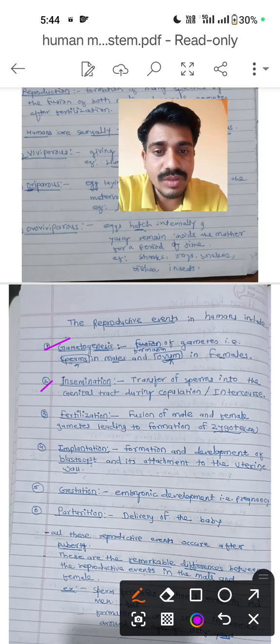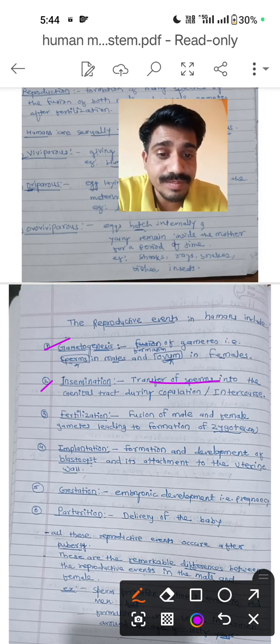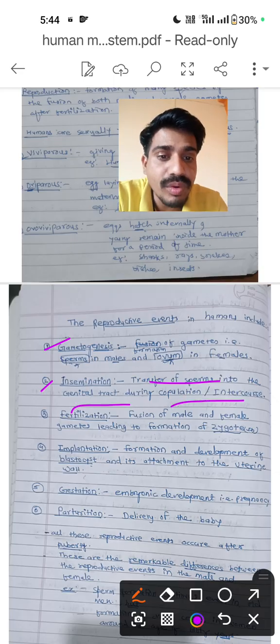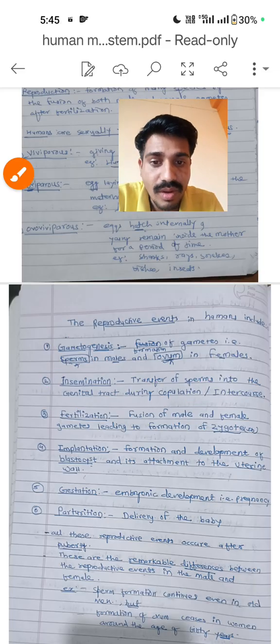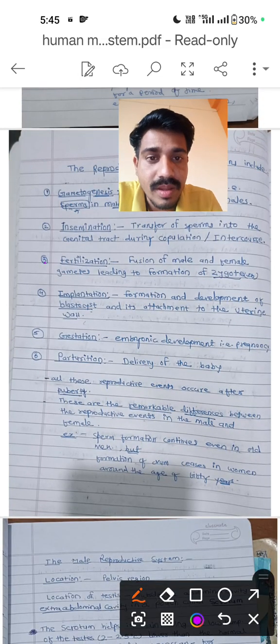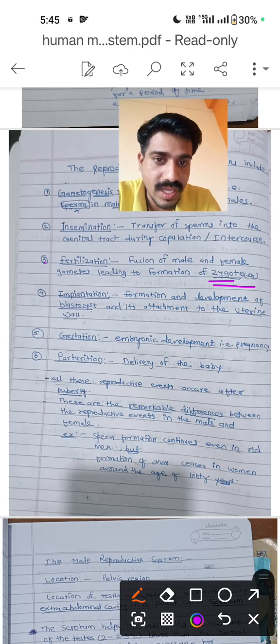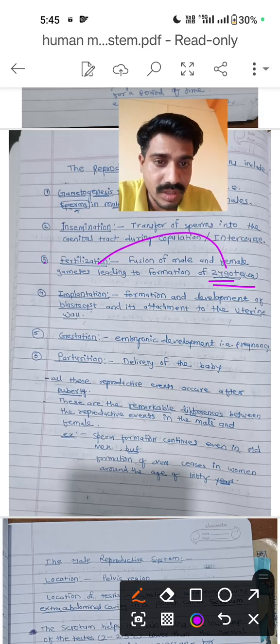The second one is insemination. Insemination means transfer of sperm from the male into the female genital tract during copulation or intercourse. The third event is fertilization. Fertilization means the fusion of male and female gametes leading to the formation of a zygote. The product of fertilization is the zygote.